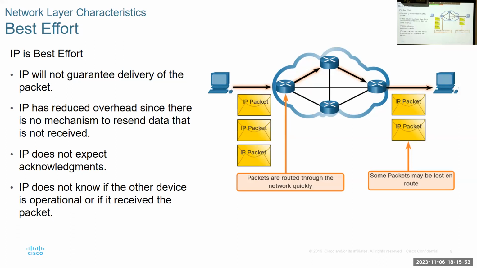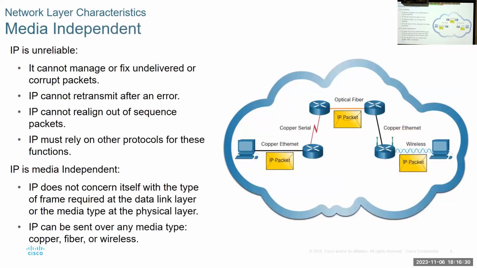Okay. Best effort, I think we pretty much covered that. There's no acknowledgements in IP. The only error checking is the checksum in the packet header, and that really is just a check of the data inside the packet header. So, very low overhead, which is why IP is fast, because it doesn't have to do a bunch of extra stuff. Just put the encapsulation on there and send it down to the lower layers. That's its job. That's all it has to do.